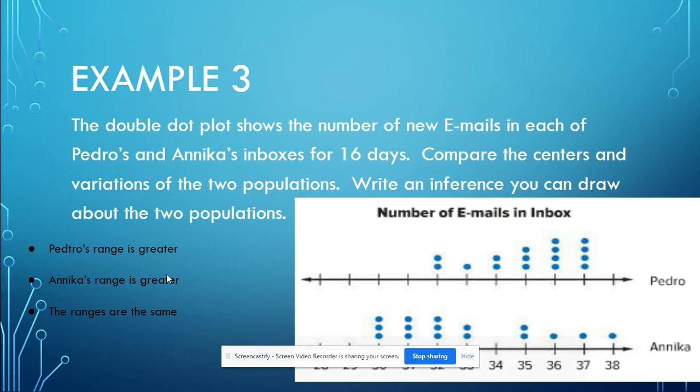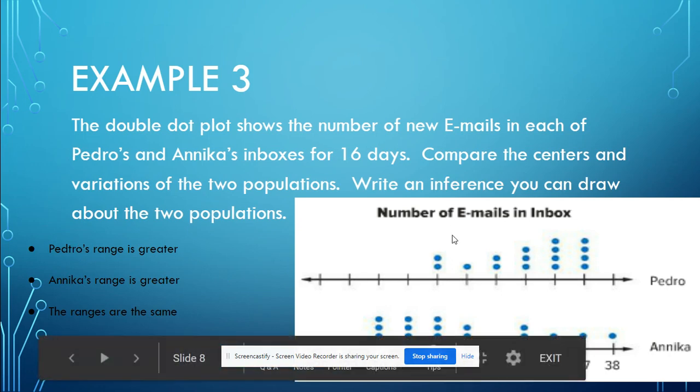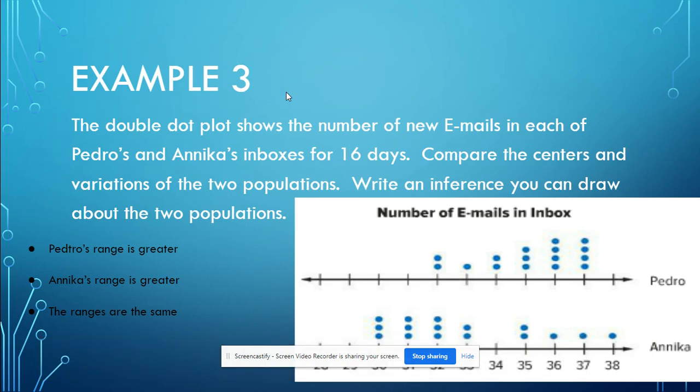But we're going to start here with finding the range, the variations in the two populations. And I see another typo here. I misspelled Pedro's name. So we have to look at the lowest value and the highest value. So we see these are the number of emails they have. So on 4 consecutive days, Pedro has 37 emails. And then on 4 days, he has 36 emails. And on 3 days, he has 35 emails, and you can kind of go down the progression.